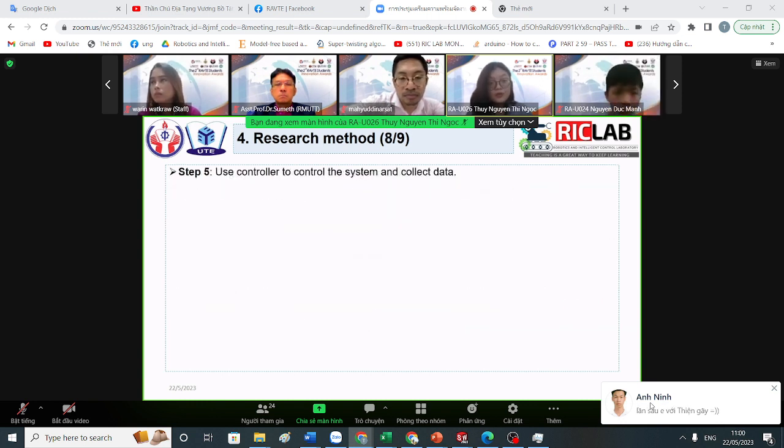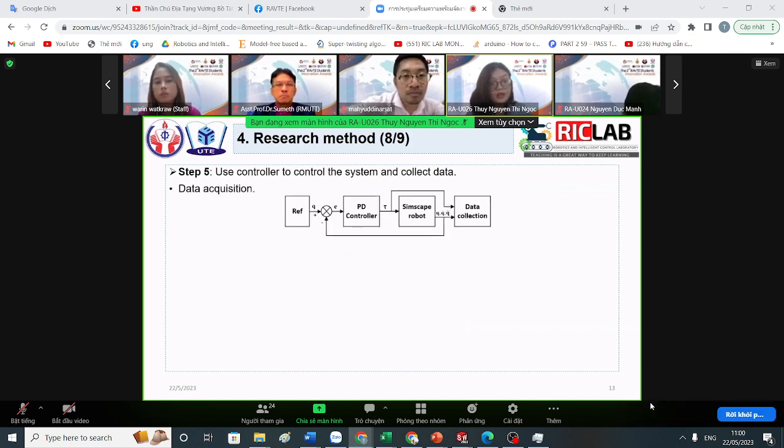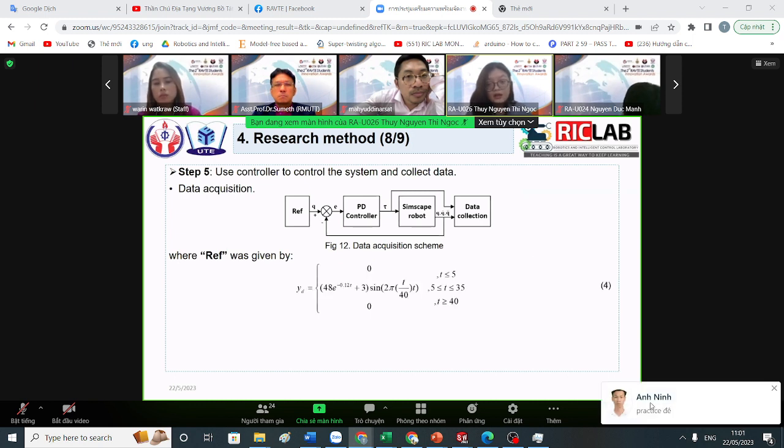Step 5, use controller to control the system and collect data. After regrouping the inverse dynamic model to equation 2, we have to move to step 5 to collect data. Figure 5 describes the data acquisition scheme, where the trajectory is a sine function with discrete amplitude and increasing frequency with time t, denoted by yd, like equation 4, and the parameters of the PD controller were chosen as below.